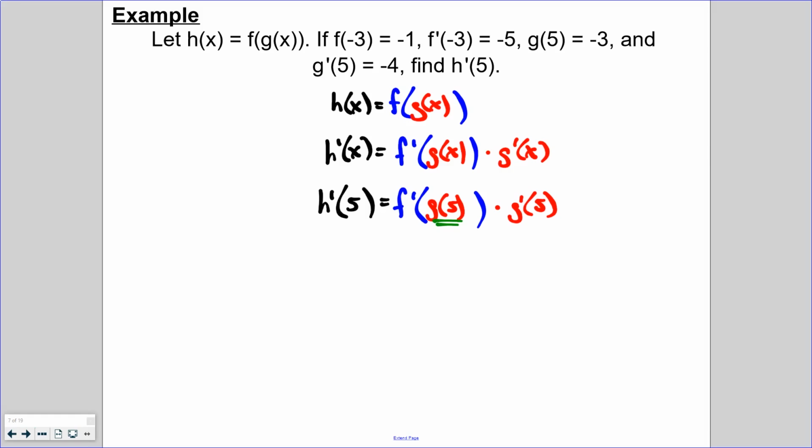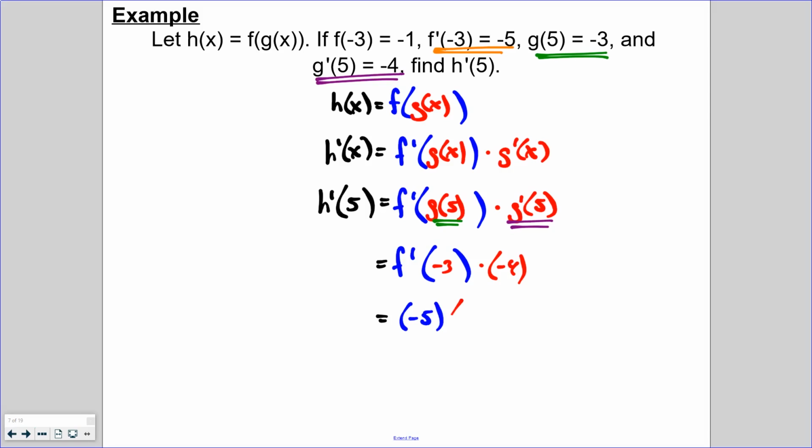And just like before, we can start plugging in what we know. We know that g of 5 is going to be negative 3, so that's going to give us f prime of negative 3. And we know that g prime of 5 is going to be negative 4. Now that we have f prime of negative 3, we do see that we have that piece of information in our problem too. So we can substitute that in, giving us negative 5 times negative 4. And we are left with a derivative of h at x equals 5 of 20.